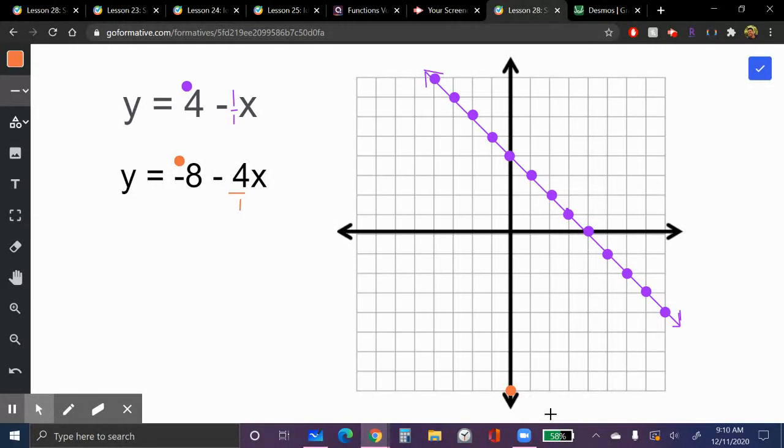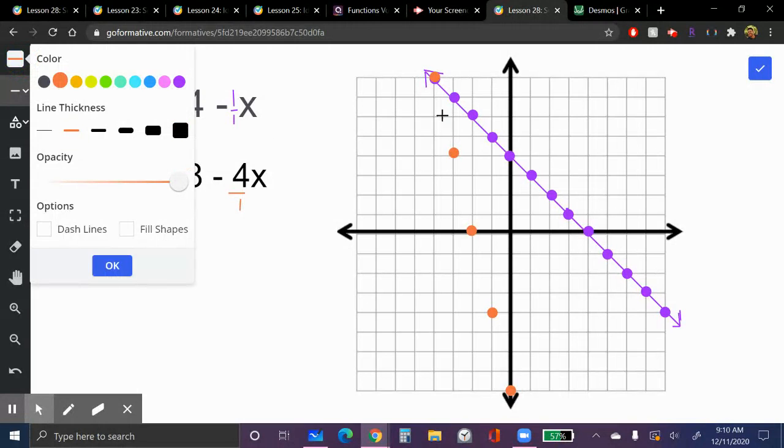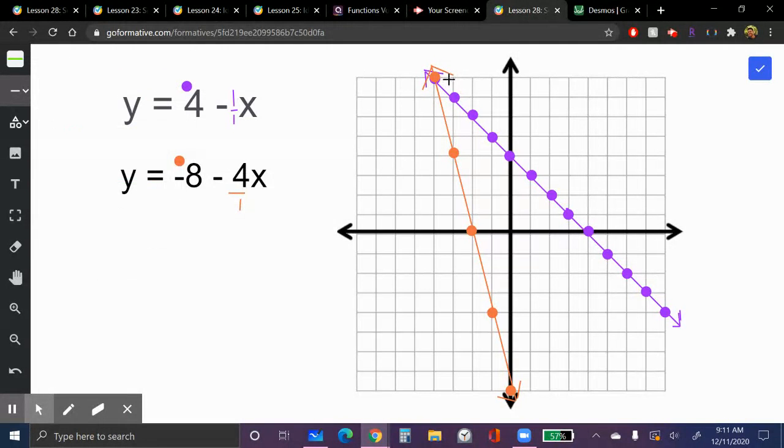I can't go down 4, right 1, so I have to go up 4, left 1. Just the opposite direction. Up 4, left 1. Up 4, left 1. There it is. That's where they intersect. Change the thickness of my line. Connect those points there. Arrowheads. So they intersect at this point right here.